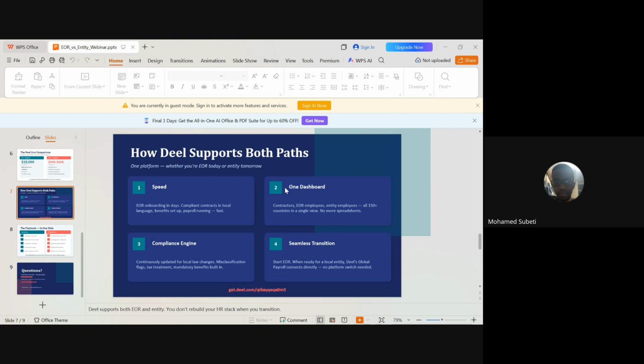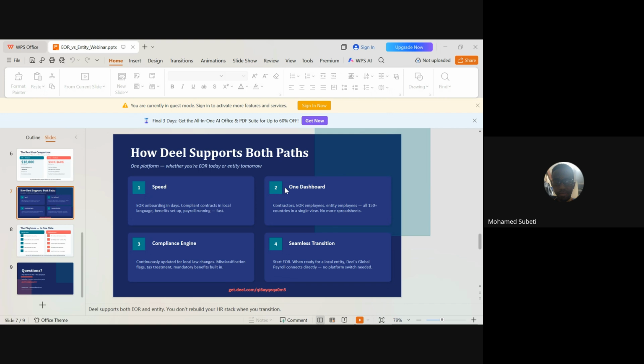A few things stand out. First, speed. EOR onboarding on Deel can happen in days, not weeks. They handle the employment contract in the local language, compliant with local law, the benefit setup, and the payroll. You fill out a form, they handle the rest. Second, visibility. One dashboard for everyone, regardless of what country they are in or how they're hired. Contractors, EOR employees, entity employees, all in one place.